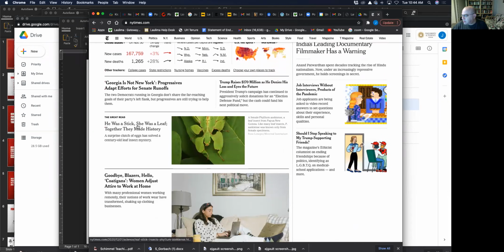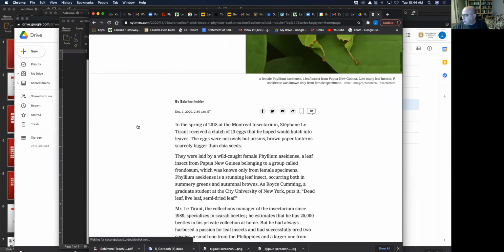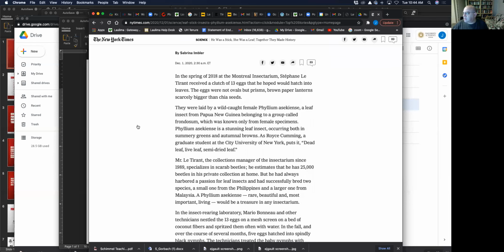Let's see, maybe this one. Okay, so this looks like the beginning of an alternative lead, right? In the spring of 2018 at the Montreal Insectarium, Stephanie Lee Tirant received a clutch of 13 eggs that he hoped would hatch into leaves. The eggs were not ovals, but prisms. So let me ask you guys this. Can you find on here where this anecdotal lead ends and the actual nut graph begins?